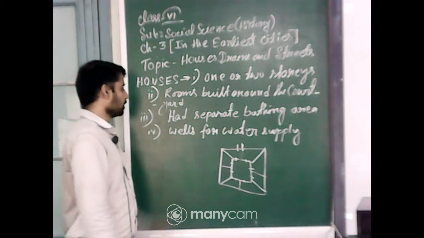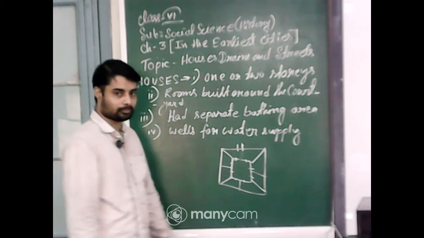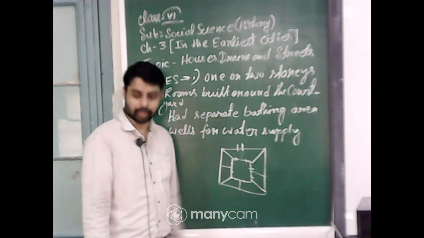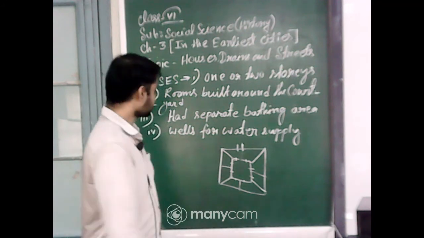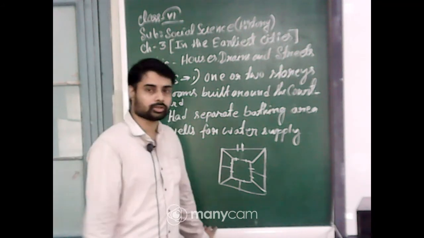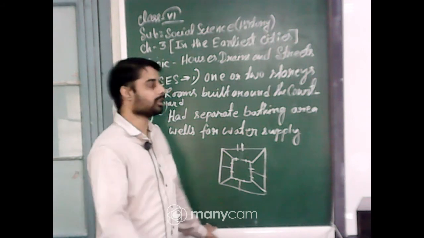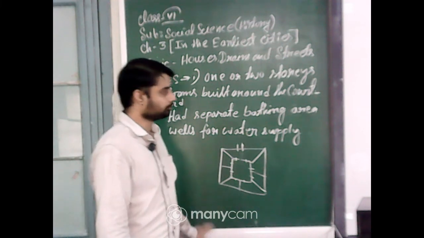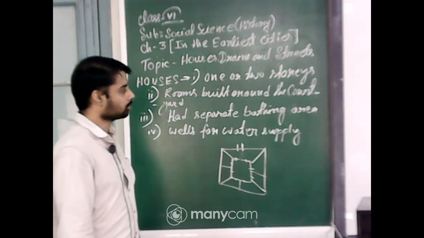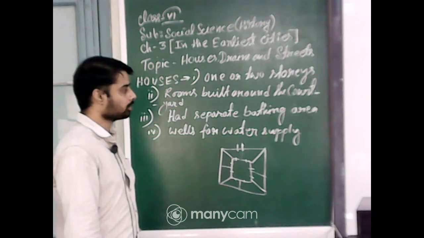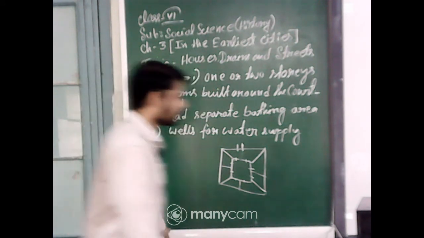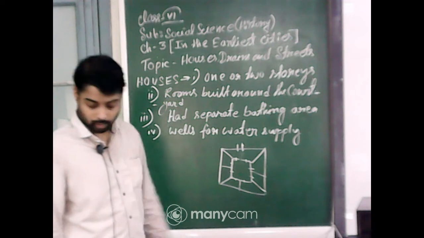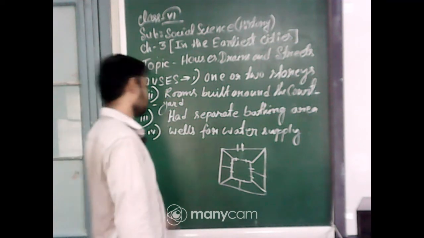Number 3, each of these houses had a separate bathing area, and it is not inside the house. Like today, in most of the houses we have a bathroom or washroom, sometimes adjoined with the living room, but at that time it was different. I told you already, social science history is written on the board also. If you have the book, you can open page number 34 and follow.